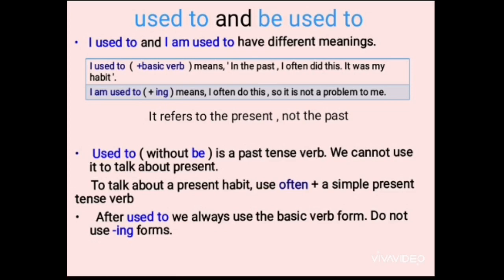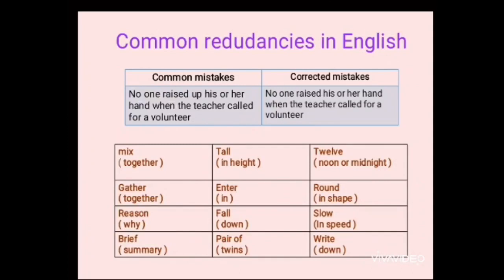Okay, got it? Now we move to the common redundancies in English. Very often, we come across sentences with redundant expressions that make writing longer, but not necessarily better. We can remove needless repetition in some of these phrases to make our writing more concise. So for the common mistake, no one raised up his or her hand when the teacher called for a volunteer. So for the corrected mistake, no one raised his or her hand when the teacher called for a volunteer.